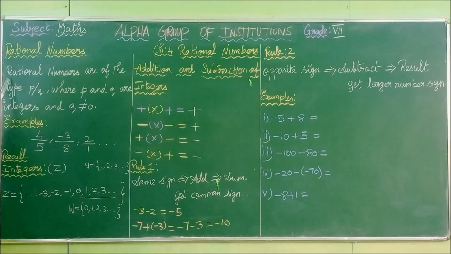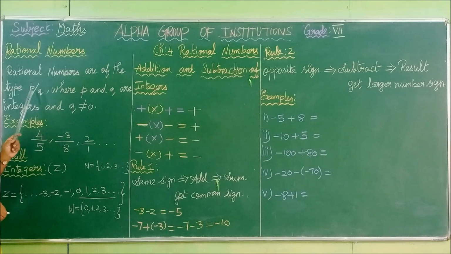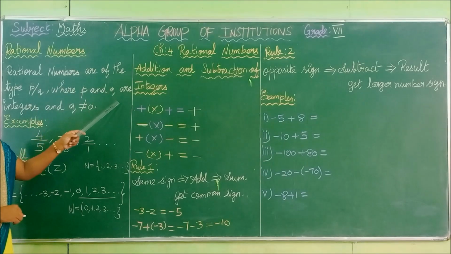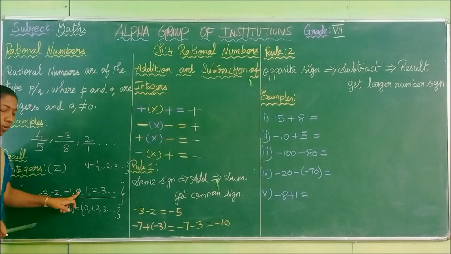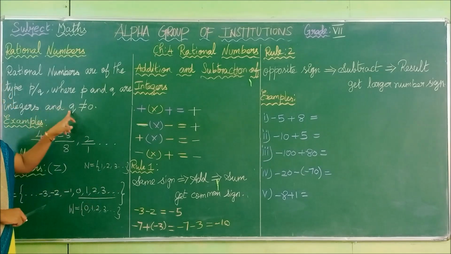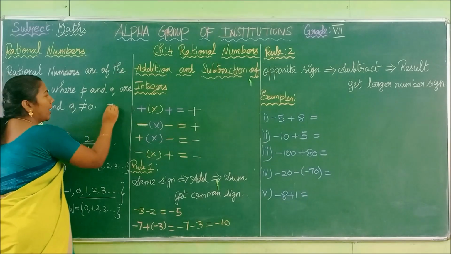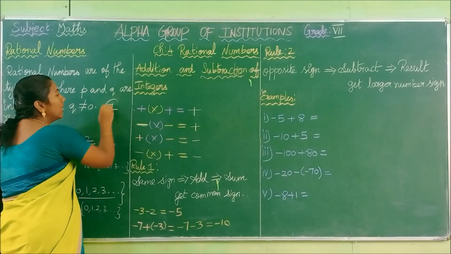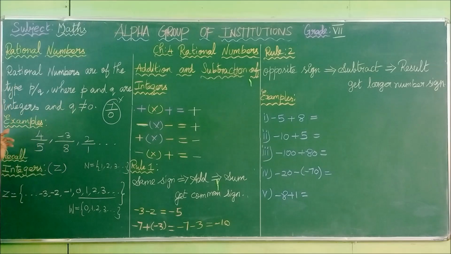So here see the definition of rational numbers. Rational numbers are of the type p by q. p by q is nothing but a fraction. Where do we get the values of p and q? From integers. Integers are the collection of negative numbers, 0 and positive numbers. The denominator q should not be equal to 0. We cannot write the number 7 by 0. It is not defined. That's why we have the condition q not equal to 0. See the examples for rational numbers: 4 by 5, minus 3 by 8, 2 by 1, etc.